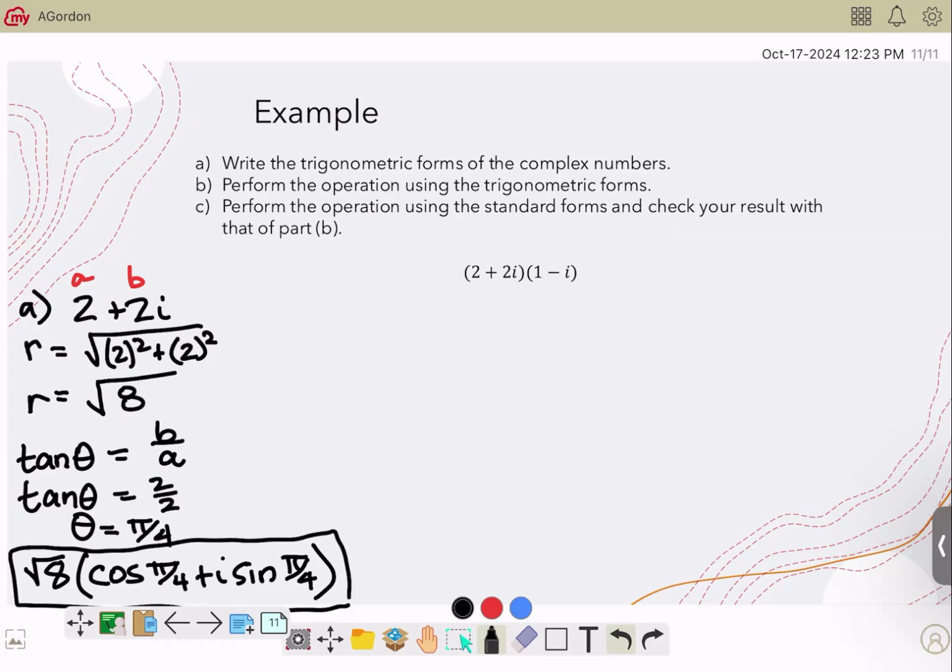So now let's do 1 minus i and write that in trigonometry. So a is 1 and b is negative 1. So I'm going to use that to get r. The square root of 1 squared plus negative 1 squared. So that's the square root of 2.